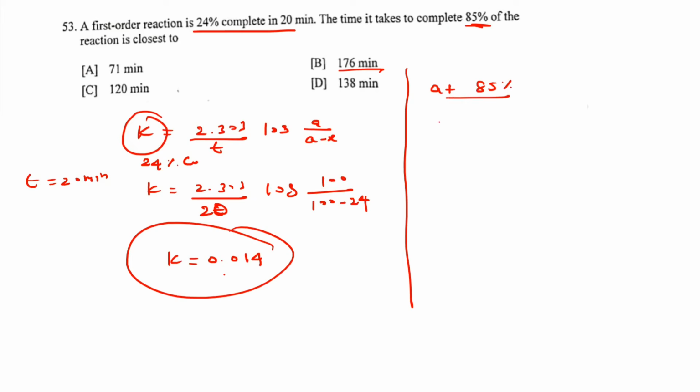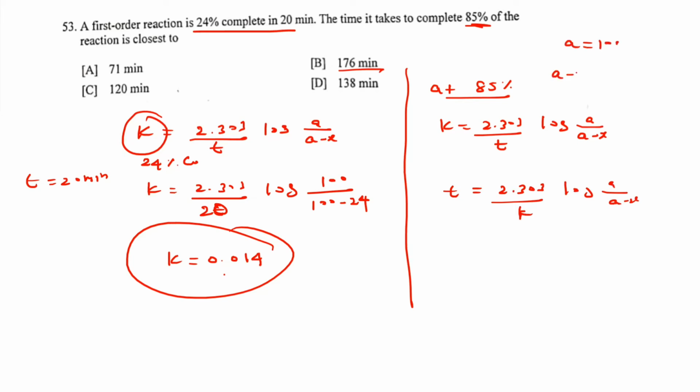85%. What is the formula? K is equal to 2.303 by T into log of A by A minus X. I need the T value. Therefore, do the cross multiplication. T is equal to what? 2.303 by K into log of A by A minus X. What is the A value here? 100. What is A minus X? 100 minus 85. 100 minus 85. Okay, therefore 15, right?